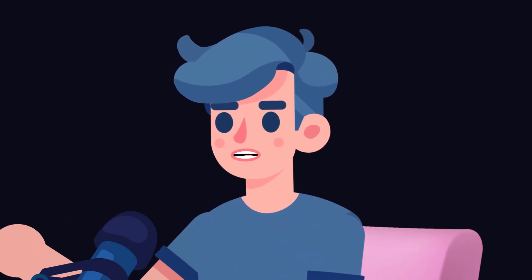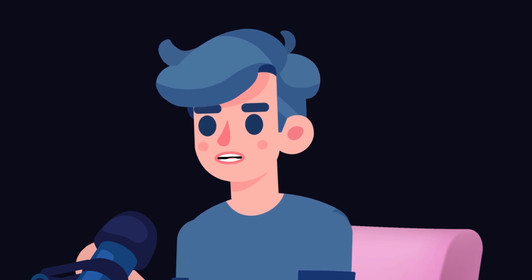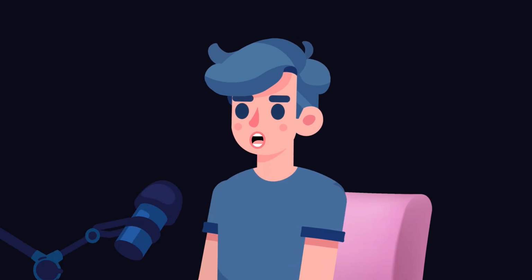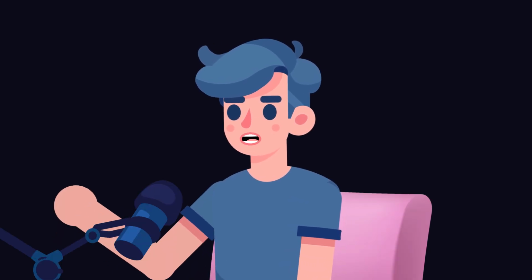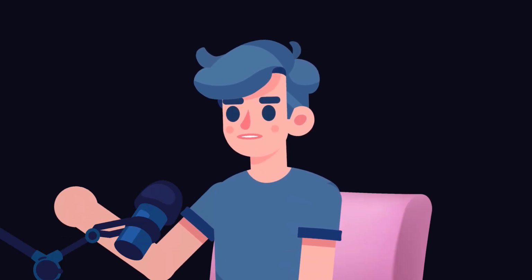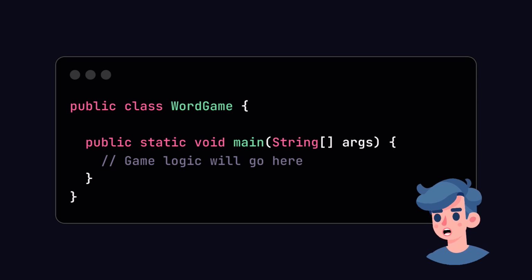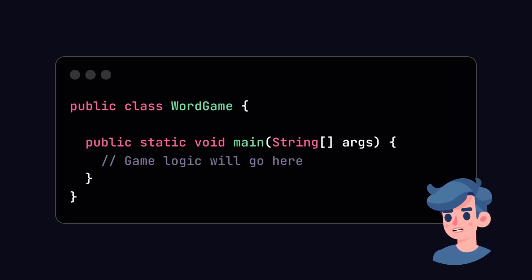Now that our project is set up, let's create a new Java class. Right-click on the SRC folder, select New, and then Java class. Name it WordGame. This will be the main class where our game logic will reside. Let's define our class in the main method. In the main method, we will be initializing the game logic. Here's how you can start coding.